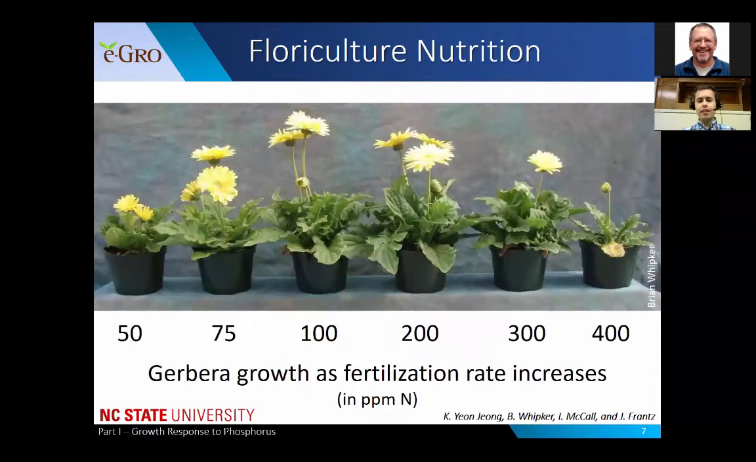Here you can see a study that was done on Gerbera daisies using different rates of nitrogen. On the bottom, you can see the rates ranging from 50 to 400 parts per million nitrogen. And you can see that if you get to either side, either excessively high or excessively low, you get detrimental effects to growth. You can see that the plant that was grown with 50 parts per million nitrogen was excessively small, as was the plant that was grown with 400 parts per million nitrogen.